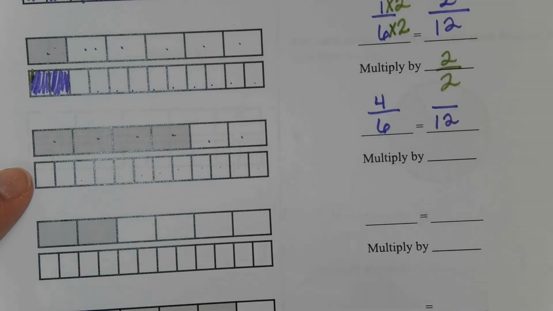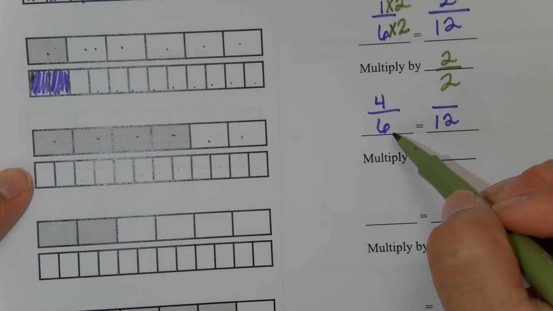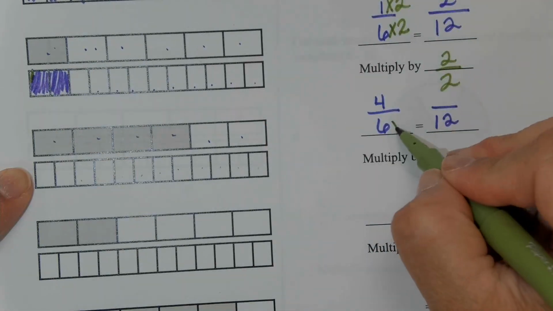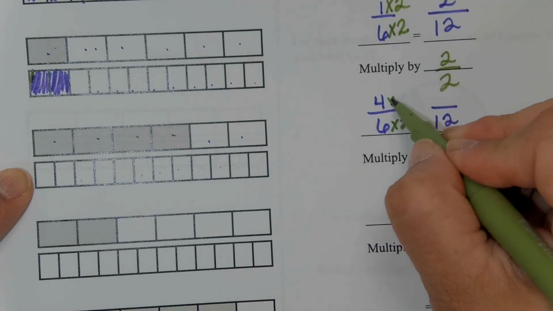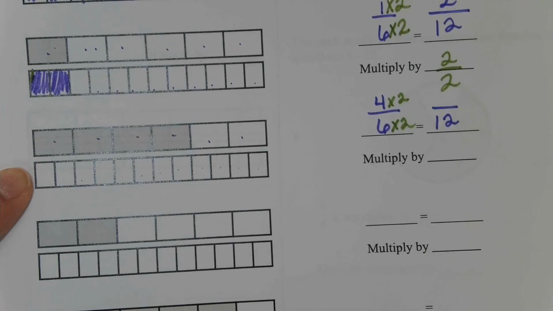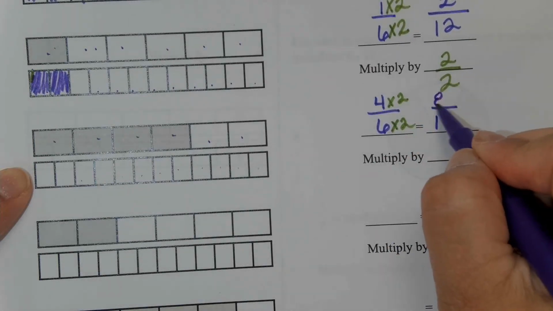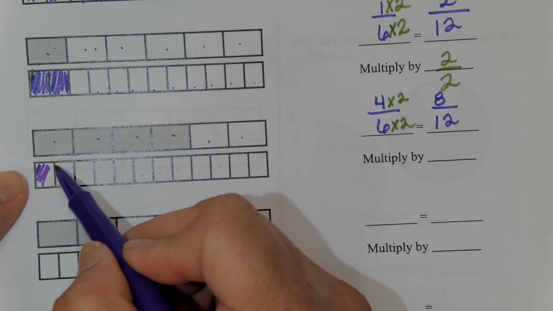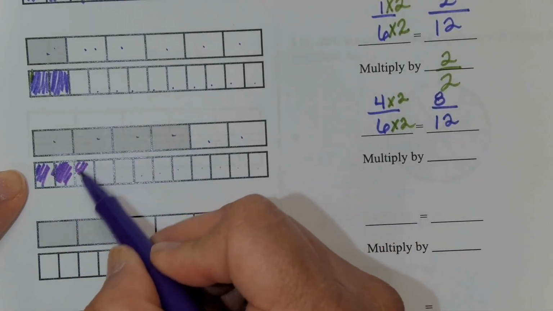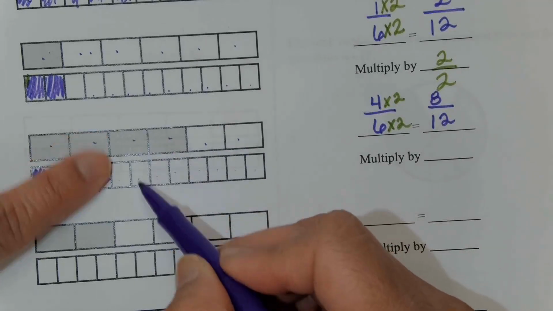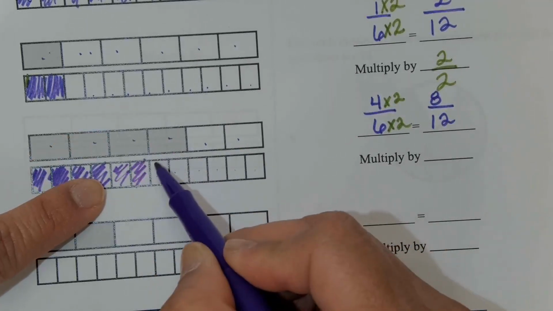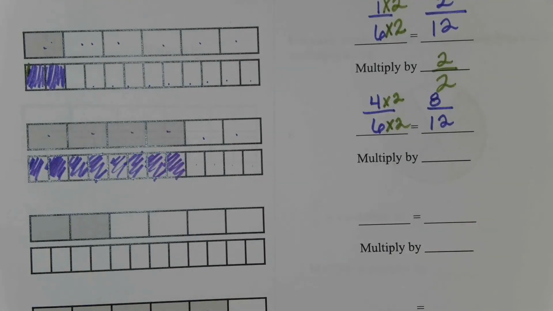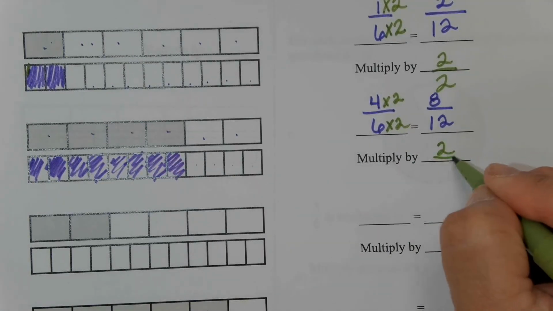So I can do this mathematically. How many times can I count by 6 to get to 12? 6, 12. So 6 times 2 equals 12. So I know that 4 times 2 equals 8. My answer is going to be 8 over 12. Let's see if that's true. 4, and now 5, 6, 7, and 8. That checks out. And what did I multiply by? I multiplied by 2 over 2.